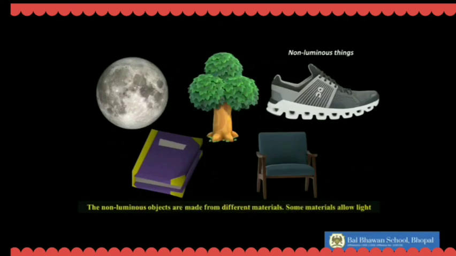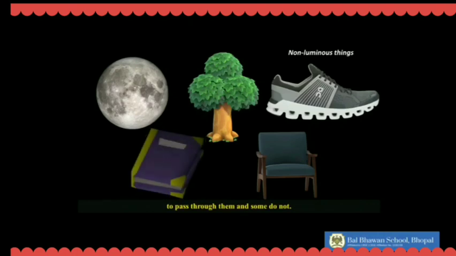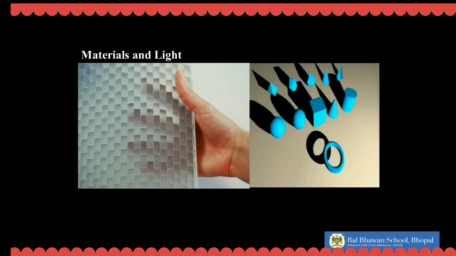Now the non-luminous objects are made by different materials. Some materials will allow the light to pass through them, whereas some other materials will not allow the light to pass through them. Now see in the picture, the moon, the tree, and the shoes, book, and the chair, all of them are non-luminous objects as they do not emit light. They are visible to us because they reflect the light falling on them.